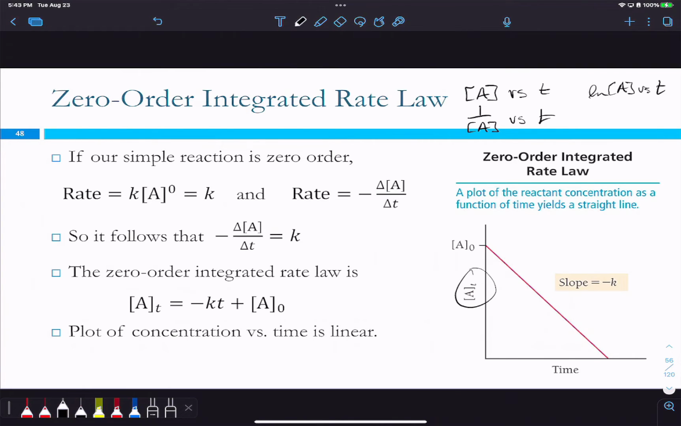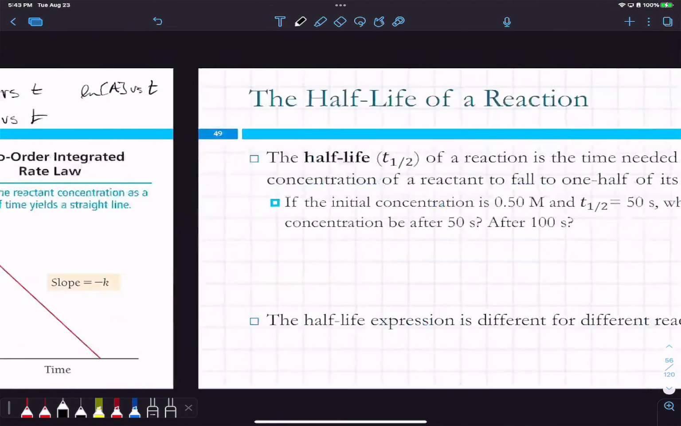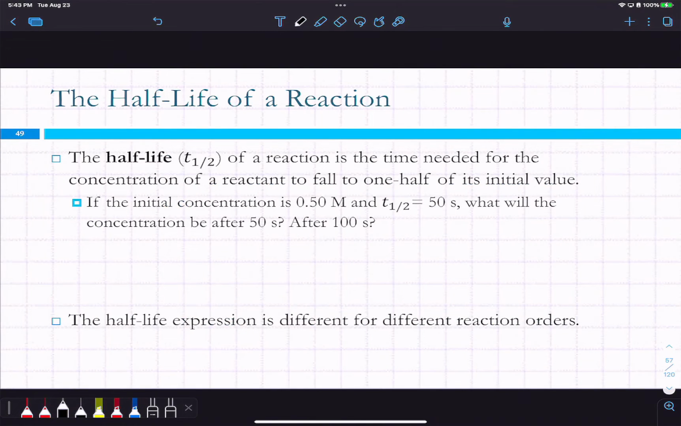So for half-life then, the half-life is the amount of time it takes to get to half of your initial concentration, or to just half of your concentration, really. So if you had an initial concentration of 0.5 molar and the half-life is 50 seconds, what would the concentration be after 50 seconds?